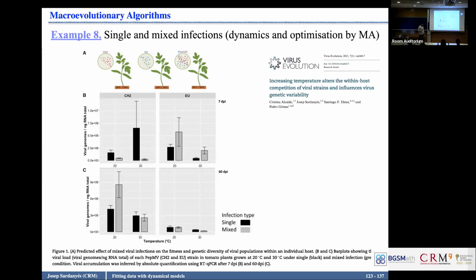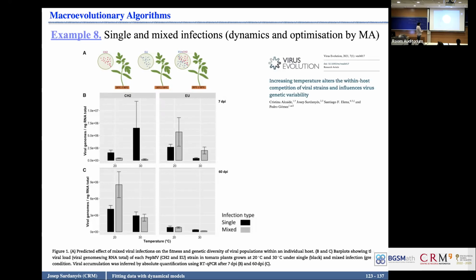We investigated the effect of temperature on single and mixed infections in plants. Here they had two different viral strains that infect tomato plants. One is called CH2 and the other is EU. This is from Chile and this is from Europe. And each viral strain has different effects on the tomato plants or family of tomato plants.